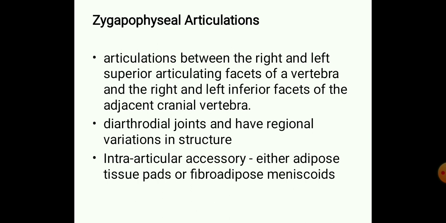So these are the two main articulations seen in the vertebral column. First one is the interbody joints, second one is the zygapophyseal joints. Interbody joints are much more like a rigid structure with a limited amount of gliding and rotation. The zygapophyseal joint is much more like a diarthrodial joint with a high amount of mobility.